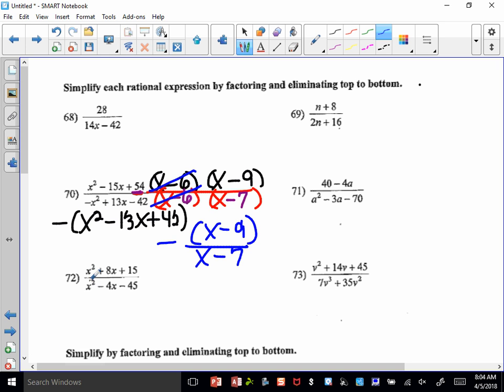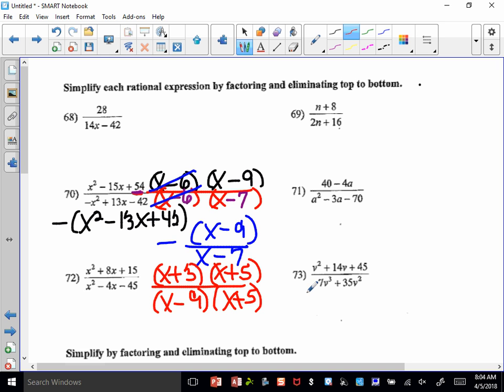These are easy to factor because the a term is 1, so I just look at these two terms here. What times what gives you 15 that will equal 8? 3 and 5. Okay, let's look at the bottom. The a term is 1, so I just need to look at the b and c terms. What times what will give you negative 45? That means one binomial will be a positive, one will be a negative, but will also equal negative 4. Negative 9 and what? Positive 5.